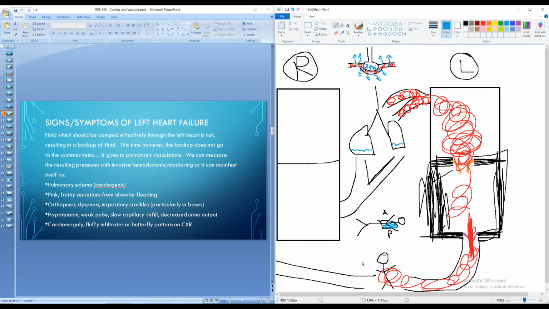So, not going to go too in-depth into chest x-ray interpretation, because that is a whole crazy subject all on its own, and I don't want to cloud the waters here too much.